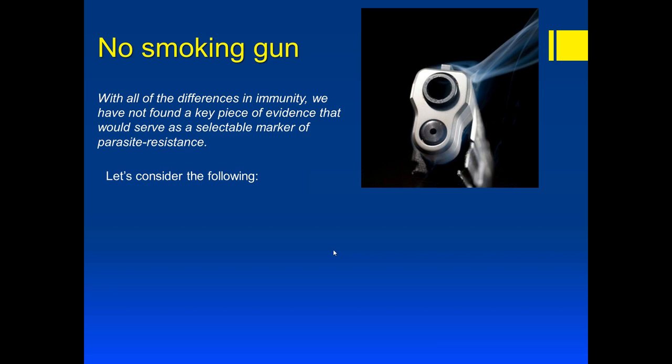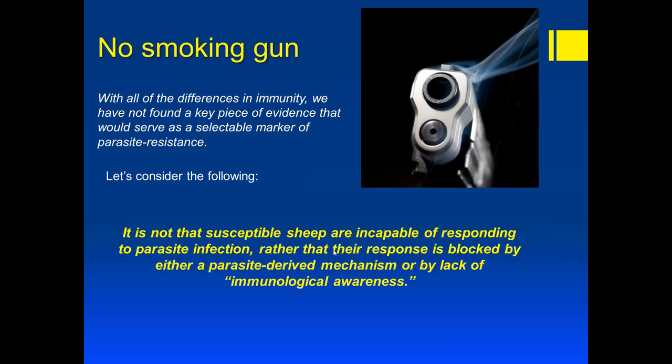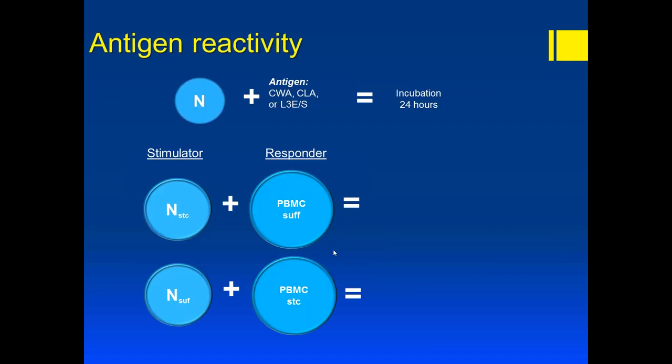We just don't have that way to select those animals, so let's consider the following statement. It's not that parasite-susceptible sheep are incapable of responding to a parasite infection. Rather, their response is blocked either by a parasite-derived mechanism or by a lack of what I call immunological awareness. Now, most immunologists don't like it when I say that, but it really is an easier way of saying that these animals just don't respond when they become infected. And if it's a lack of immunological awareness, that may be something that we can fix.